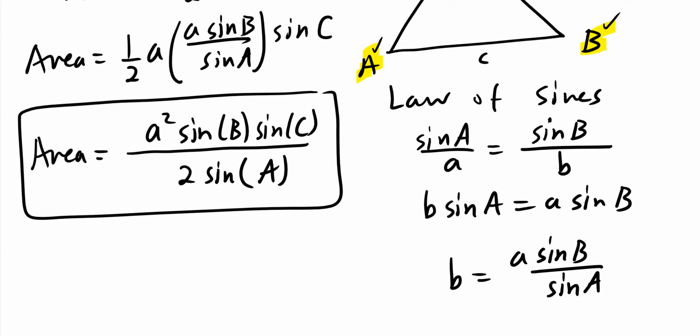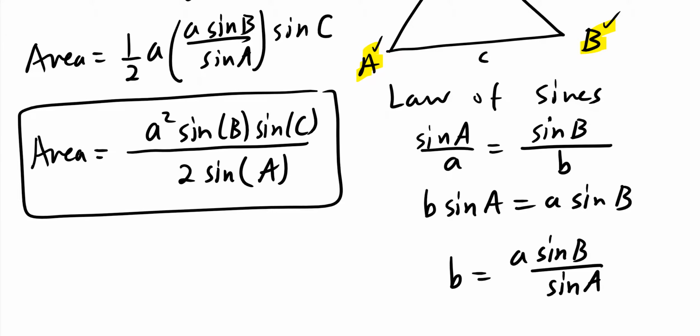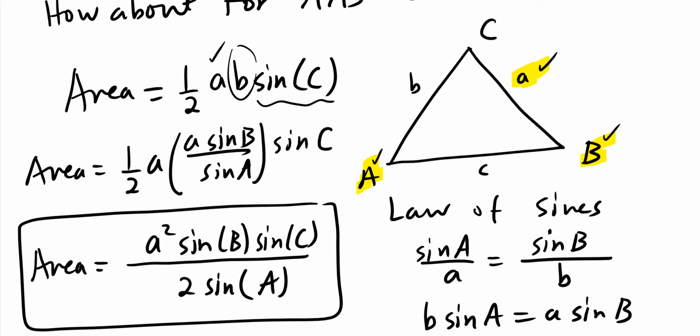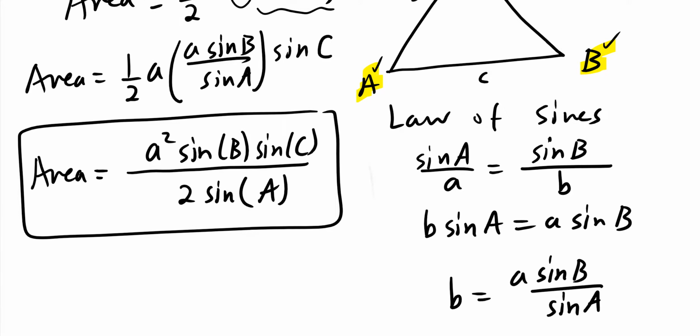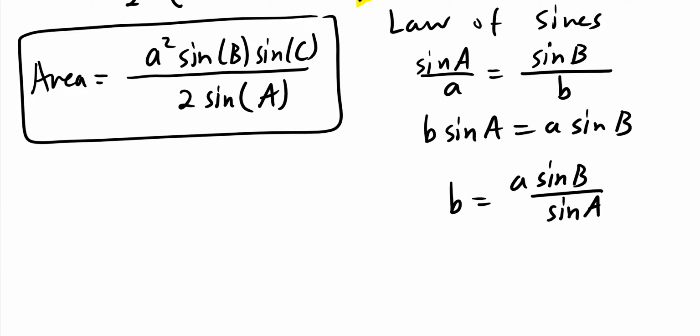Now based on this, can I come up with a formula for if it's not A and B that are given, maybe angle A and C are given, or maybe B and C are given and A is given, or B is given? How do I work that out? So to get the other two formulas, the same works for the other formulas, which is similar to this.